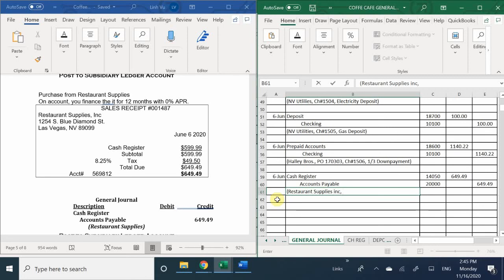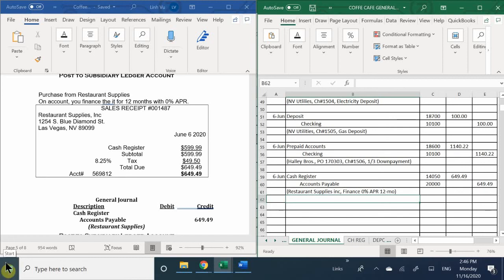Okay. And any other details you want to place in there? You could write finance, or something like finance, 0% interest, 12 months. Finance, 0% APR, 12 months. And then, there you go. Okay, and that's pretty much it.